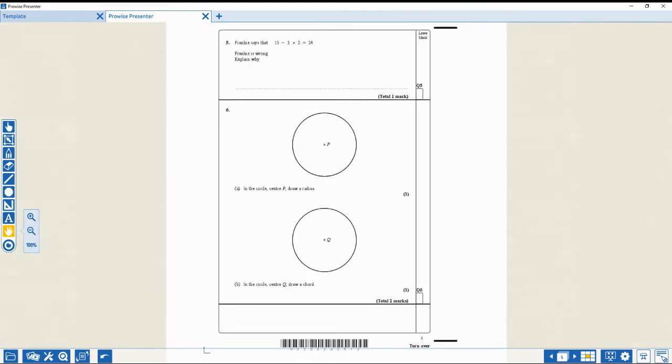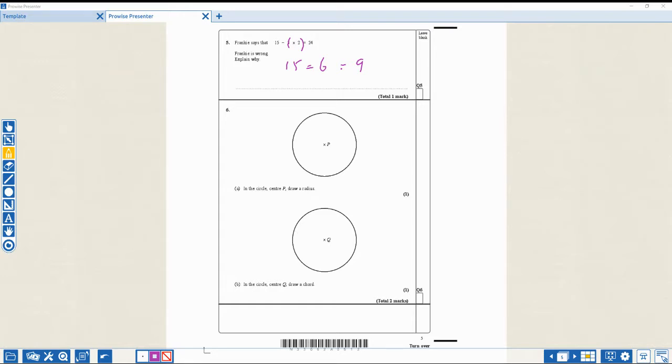Here we go. Frankie says that 15 take away 3 times 2 equals 24. Frankie's wrong. Explain why. Well, using BIDMAS, we know that multiplication comes before subtraction. So 3 times 2 is 6. So really it's 15 take away 6, and that is 9. So that's how you need to explain that. 15 take 6 equals 9. Moving on to question 6.